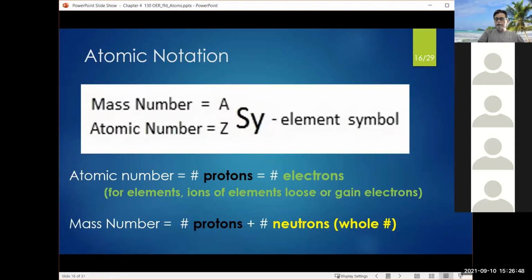Atomic notation is a way to write the symbol, the mass number, and the atomic number. And we'll talk about this next time. You know what? I'm going to stop it here. Let's stop chapter 4 here on slide 16.